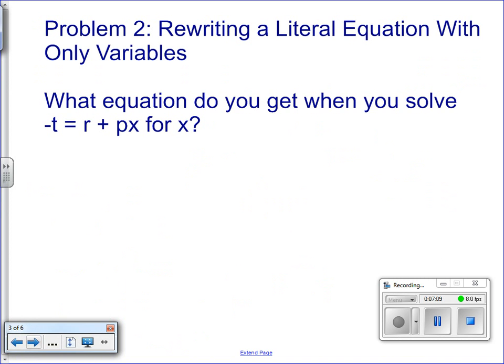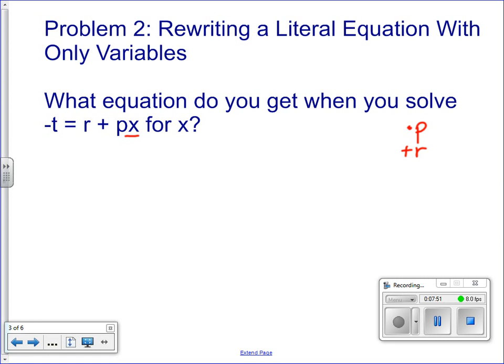Problem 2, rewriting a literal equation when we only have variables. What equation do you get when you solve negative t equals r plus p times x for x? All right, in this case, we want to solve for the x. So asking ourselves what was done to the x on the right-hand side, first we multiplied the x by p. I don't want to use an x and a p together. I'll show multiplying this way. So times p. And then we added on an r.